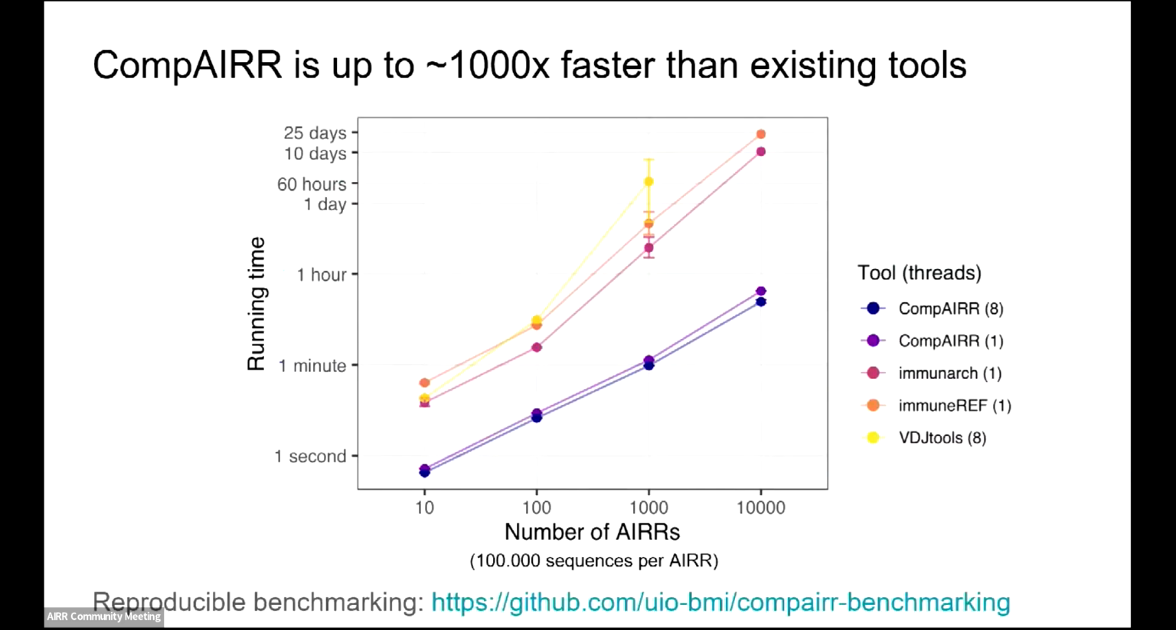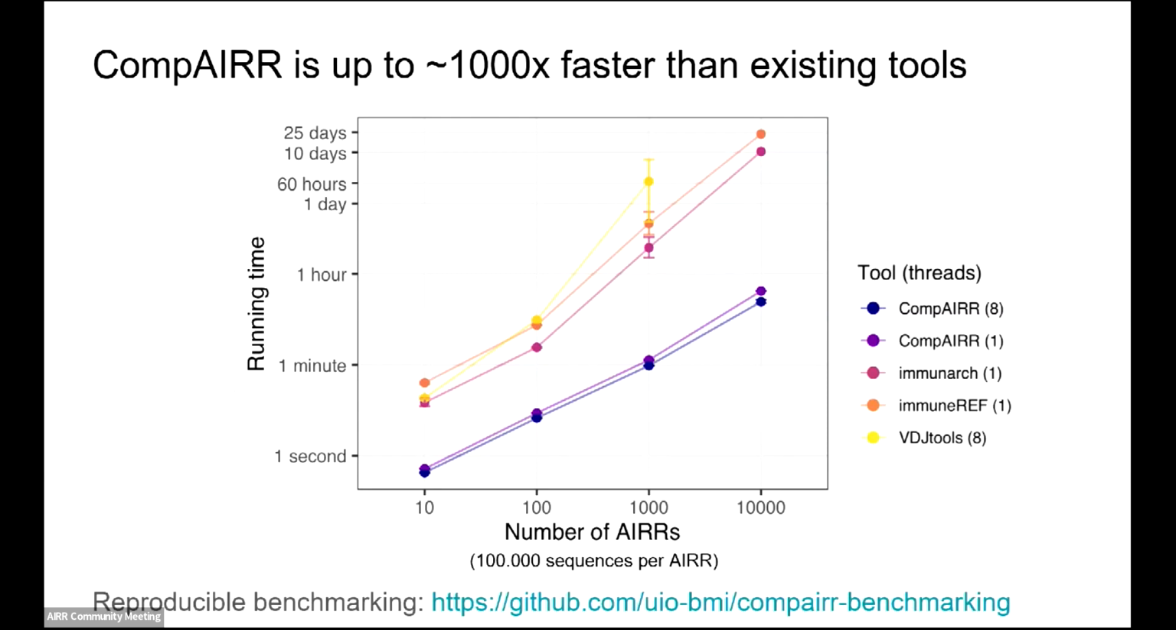So how fast is CompAIRR then? We benchmarked CompAIRR against the three previously mentioned tools, immuneARC, immuneRef, and VDJtools. We used all these tools to calculate the number of overlapping sequences between different sets of repertoires, where the small data set has 10 repertoires, going all the way up to 10,000 repertoires, comparing all against all repertoires in the set.